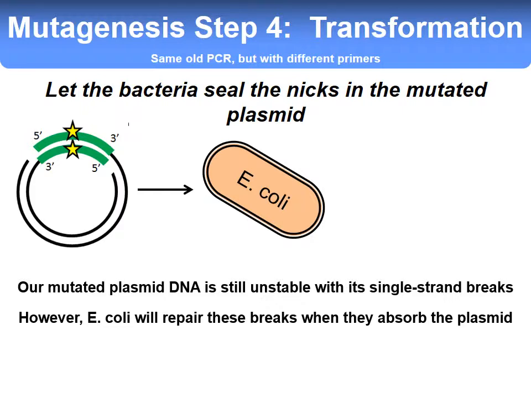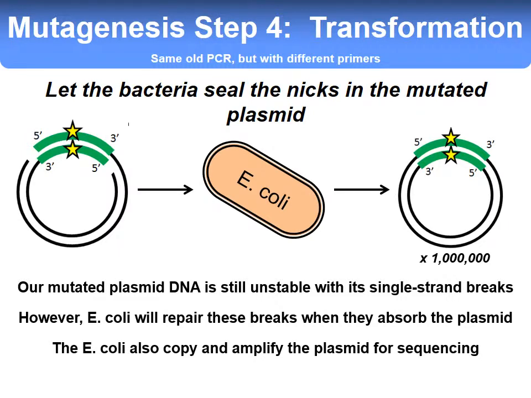So if we just mix our mutated plasmid with E. coli, they take it up and they fix it. The bacteria has enzymes that will seal those nicks and make a lot of the plasmid. So every time the bacteria divides, it makes new plasmid. So there you go. We have two birds with one stone. We've repaired the plasmid and we've made a lot of it.